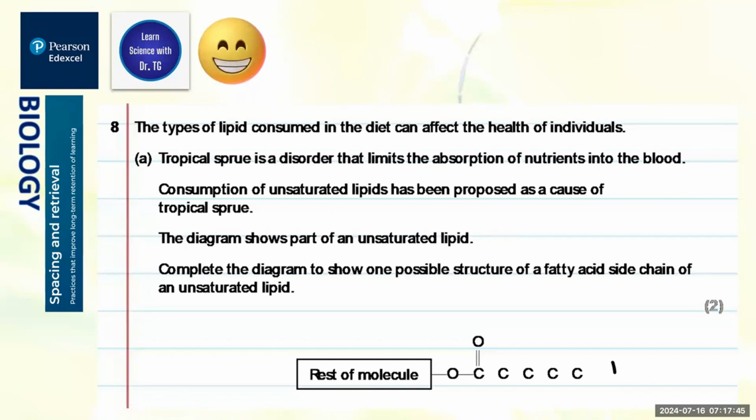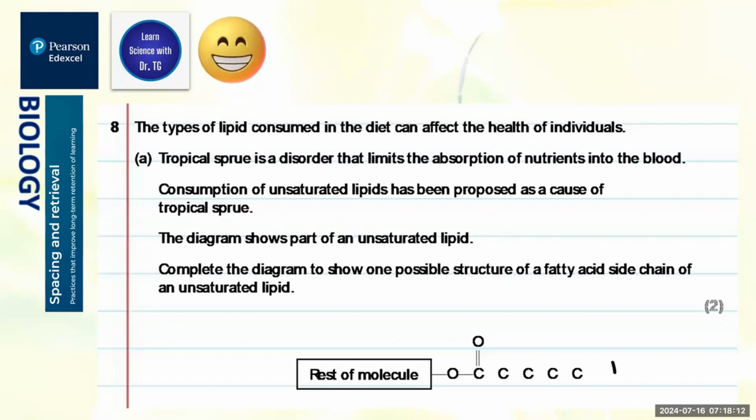So tropical sprue is a disorder that limits the absorption of nutrients into the blood. Consumption of unsaturated lipid has been proposed as a cause of tropical sprue. So that means basically lipid is not much health benefit. Even unsaturated lipid can bring some kind of a health risk.